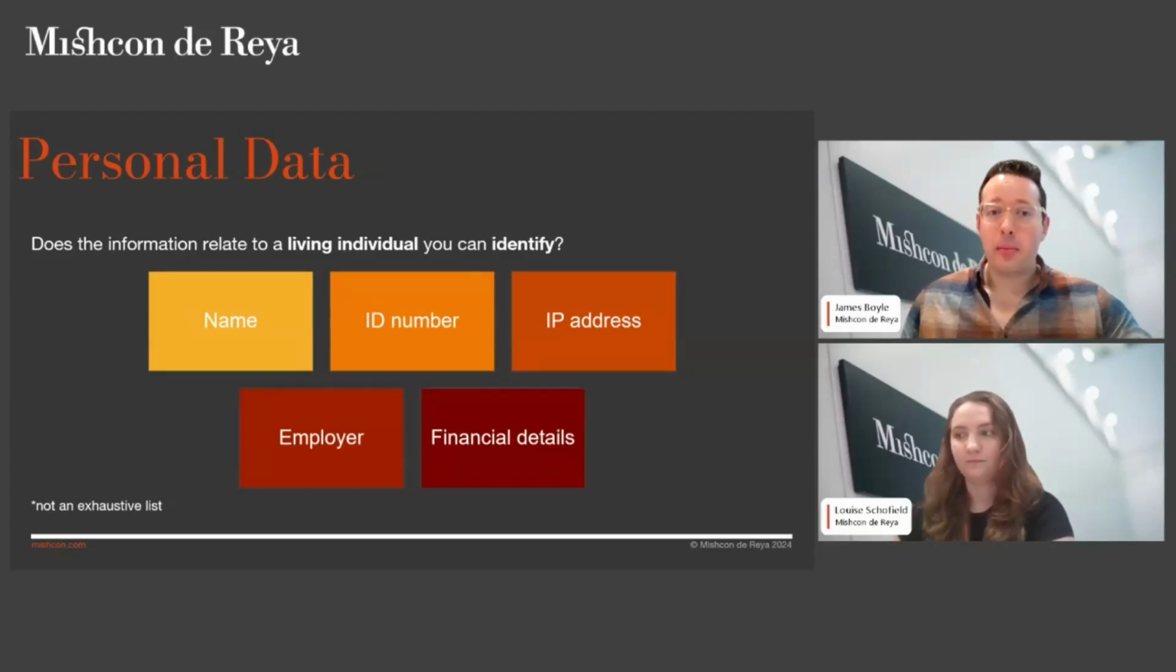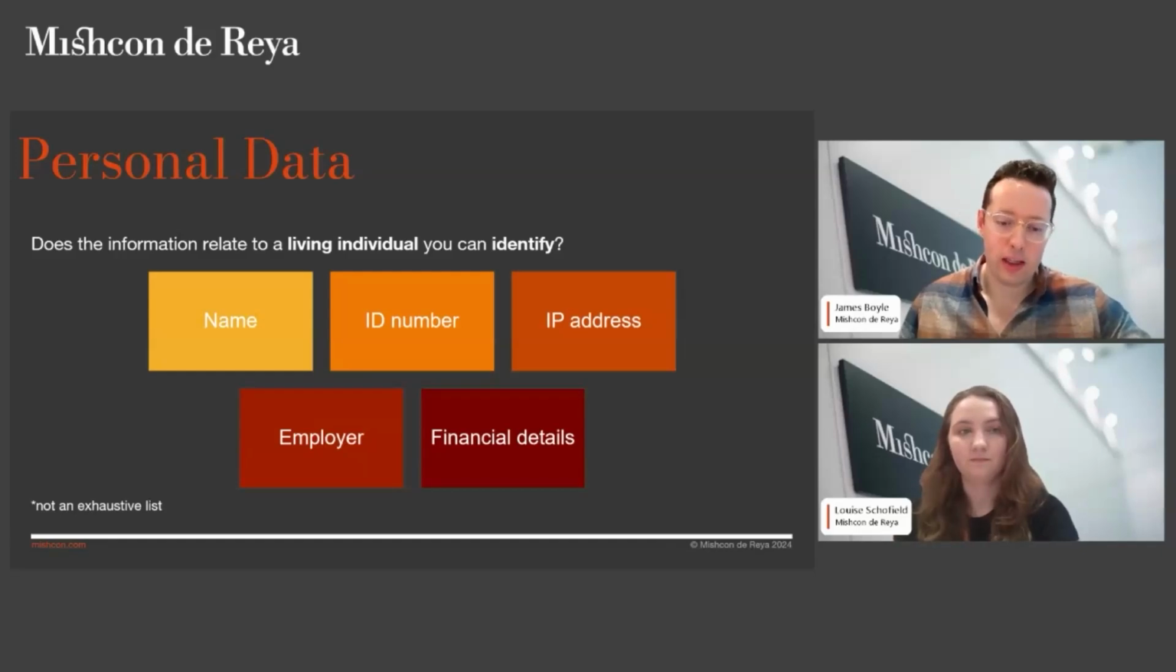Classic examples of personal data would be those that you can see on the screen. So things like name, ID number, an IP address, as well as someone's employer and financial details. The term is really, really broadly defined, so this isn't an exhaustive list.